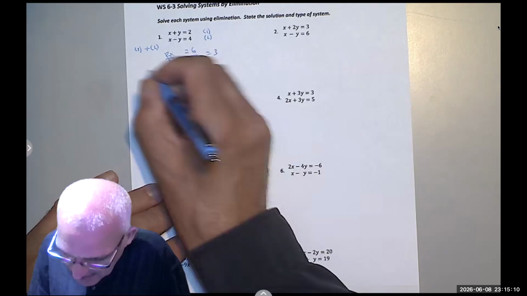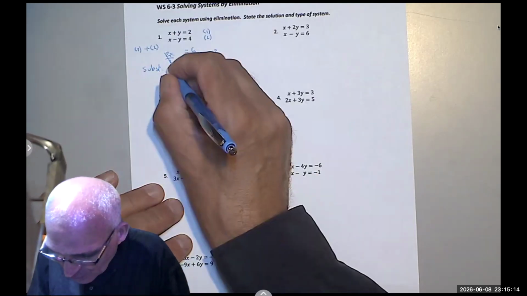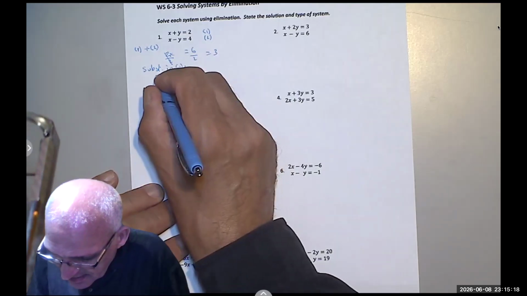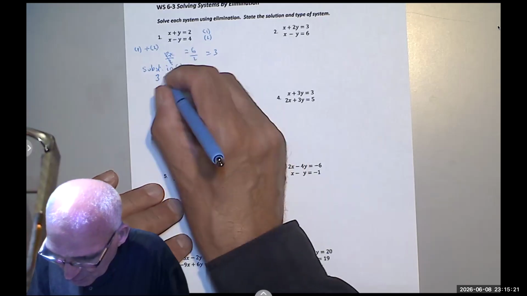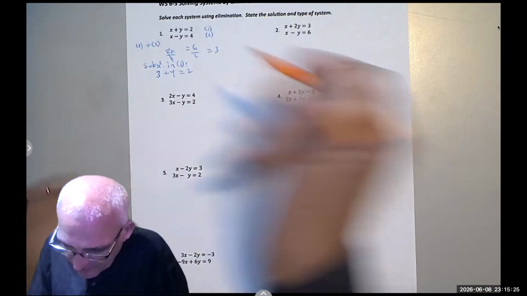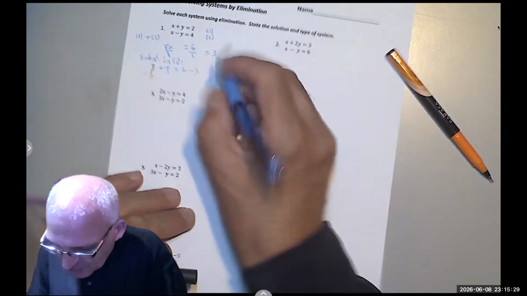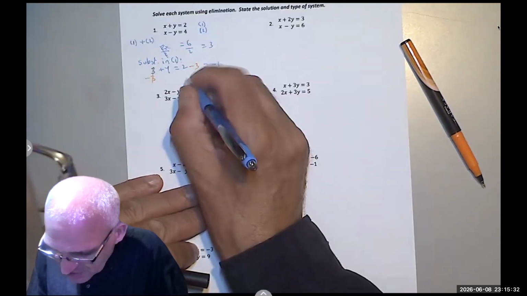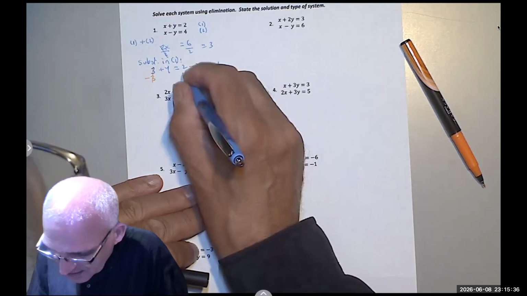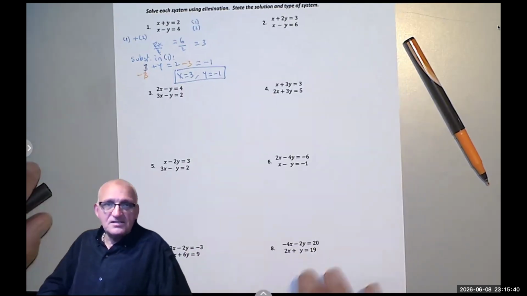But usually, once we find x equals 3, we substitute. We say then, substituting in either equation, it doesn't matter. In 1, for example, we get 3 plus y equals 2. And then I subtract 3 from both sides, and I get y equals -1. So x equals 3, y equals -1, and much faster than substitution in this case.